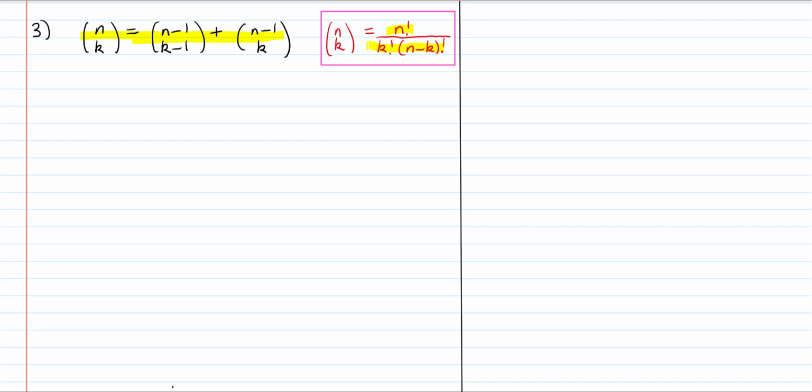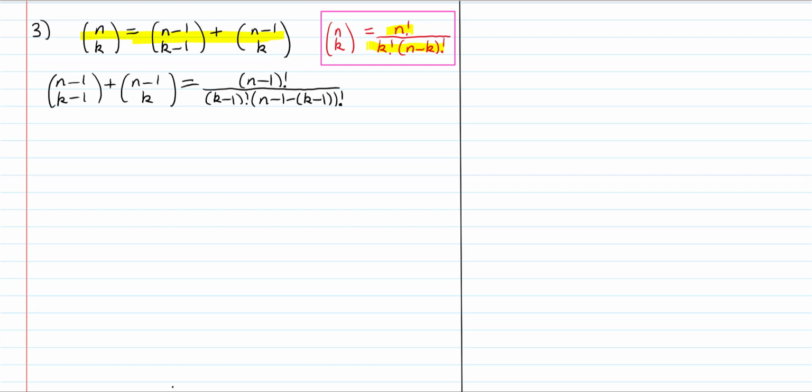So if we look at the right hand side of the equation, well then we're going to get n minus 1 choose k minus 1 plus n minus 1 choose k, that's going to be equal to n minus 1 factorial over k minus 1 factorial times n minus 1 minus, and don't forget the brackets, k minus 1 factorial plus n minus 1 factorial over k factorial times n minus 1 minus k factorial.